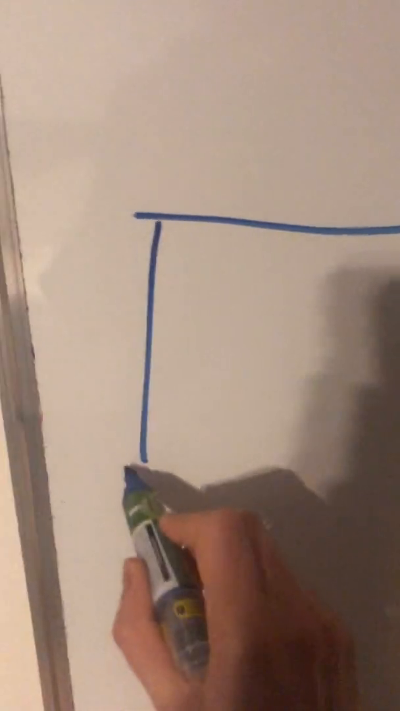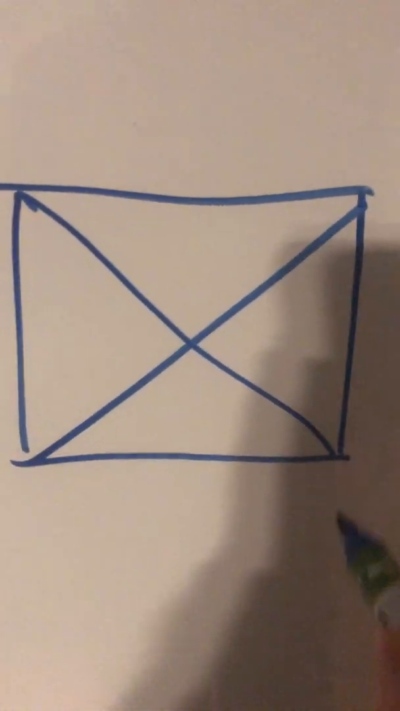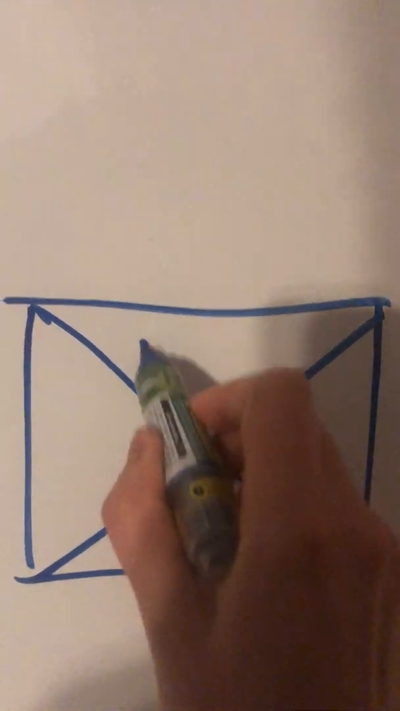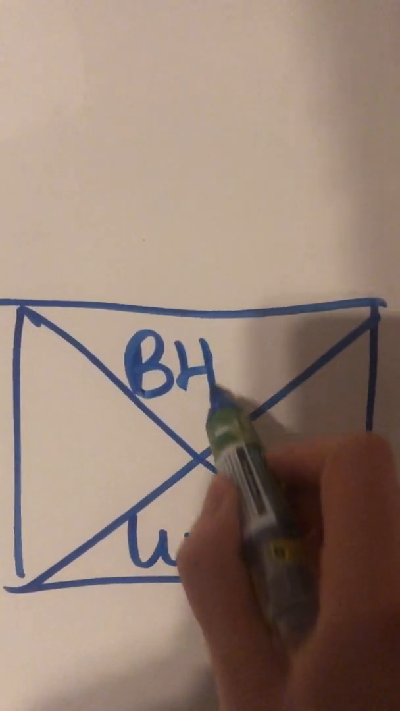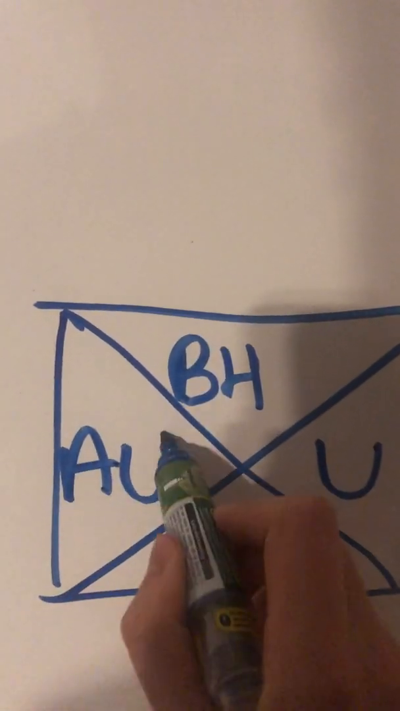Alright, so this is a Penrose diagram. This is a white hole, and this is a black hole. This is a universe, and this is an antimatter universe.